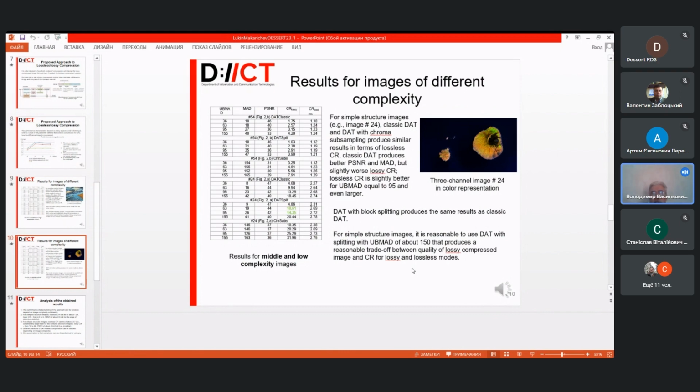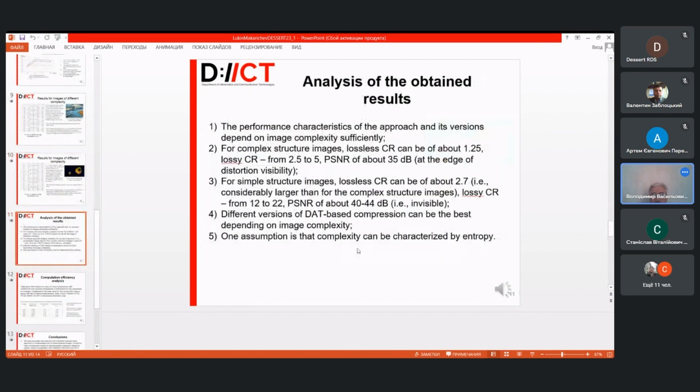A question is how we can characterize complexity of images. One way is to use entropy as a parameter able to characterize image complexity. We have analyzed the obtained results and detected that for complex structure images, lossless CR can be about 1.25 and lossy compression ratio from 2.5 to 5. PSNR is about 35 dB, and this is at the edge of distortion visibility.